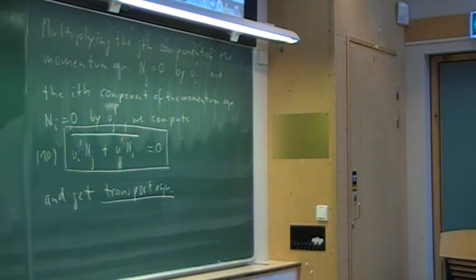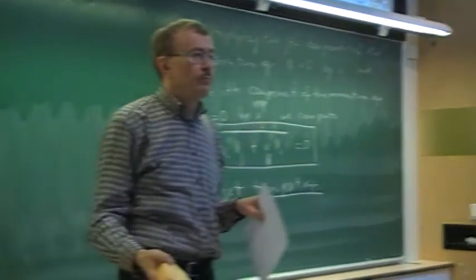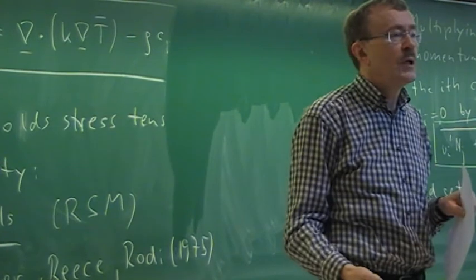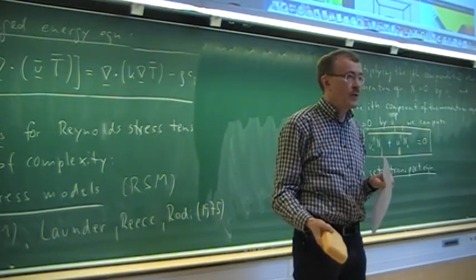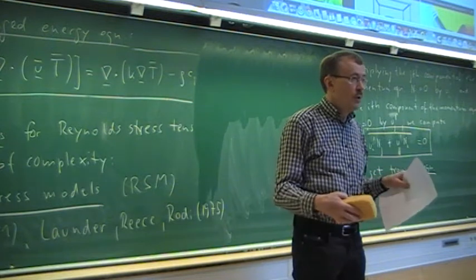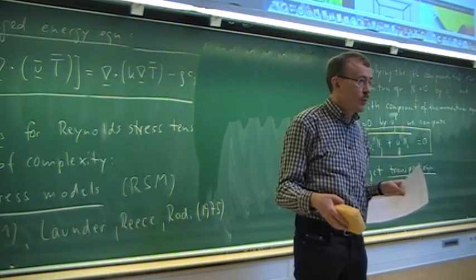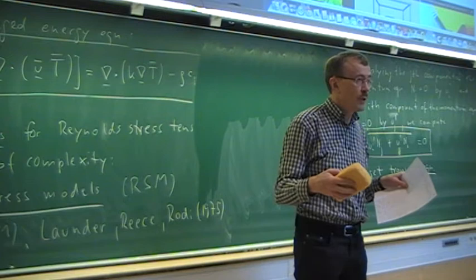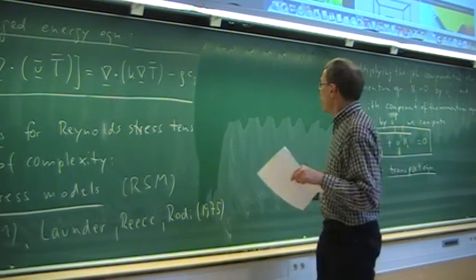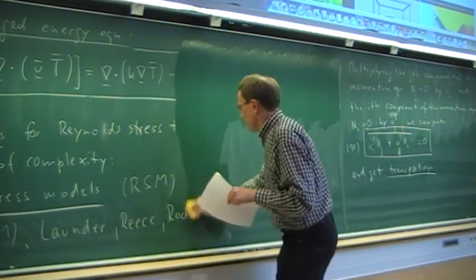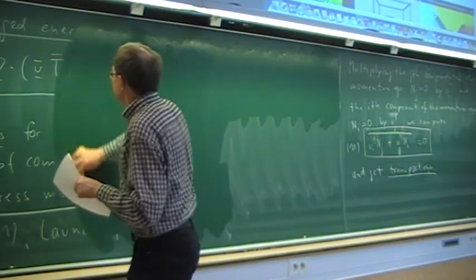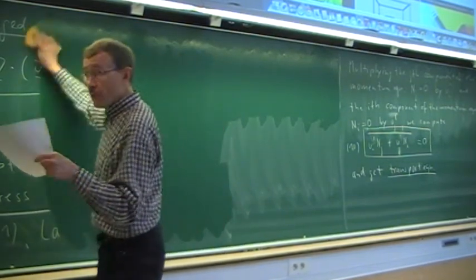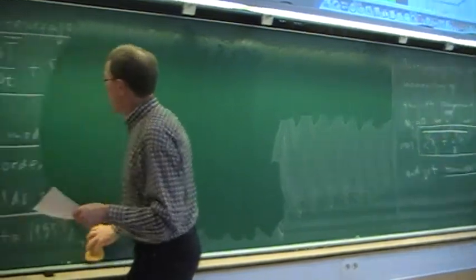Question. By n, do you mean the entire momentum equation? The ith component of the momentum equation. Yeah. If i is one, x momentum, y or z component. The complete momentum equation. Yes. Everything is then written on the left-hand side.